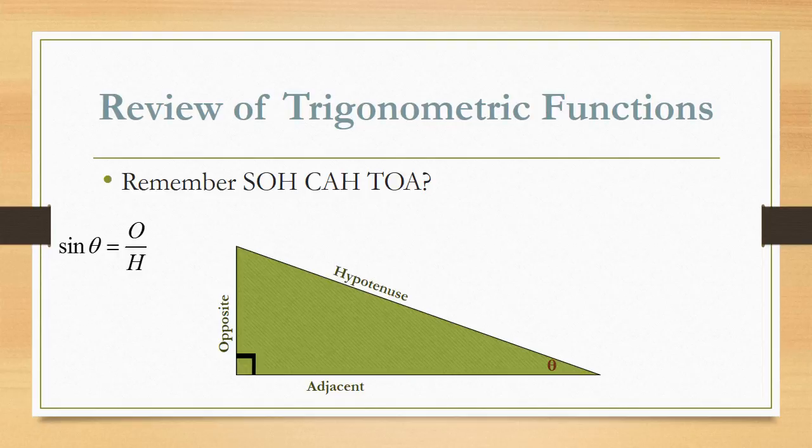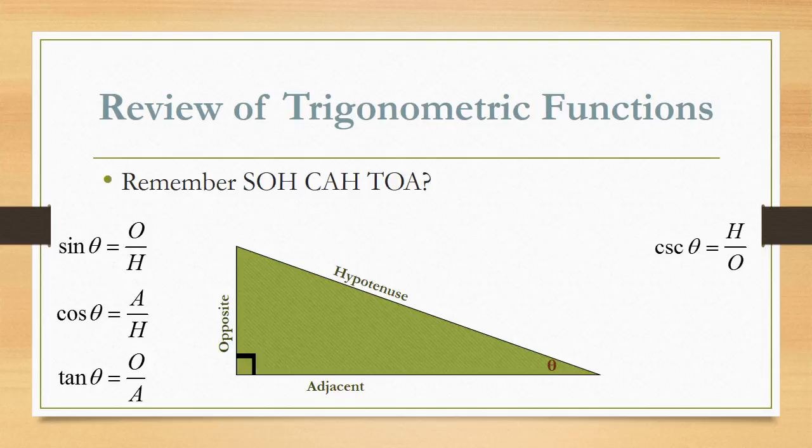And remember these relationships from geometry. The sine of an angle is the opposite side over the hypotenuse. So whatever the opposite side length is over the hypotenuse length. The cosine of an angle is the adjacent side length over the hypotenuse length. And the tangent of an angle is the opposite side length over the adjacent side length.